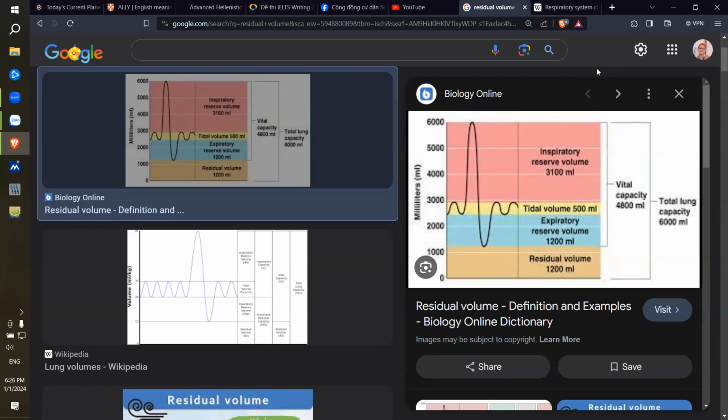What are the causes of this disease? So 80% of the cases are caused by tobacco smoking. The rest is from chemical fumes and polluted air.